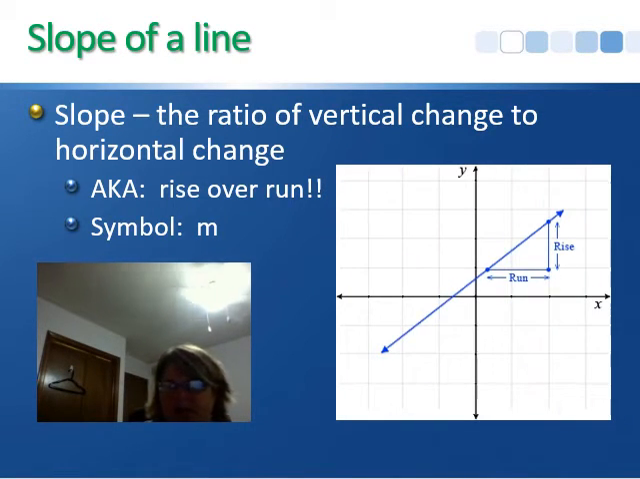All right, this is an example, and you don't need to write this example down, but I want you to remind yourself where the rise is and where the run is. Did I say that right? The rise is the distance on the y-axis, and the run is the distance on the x-axis.